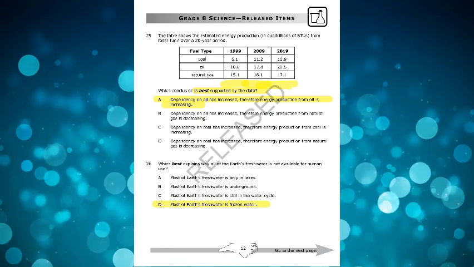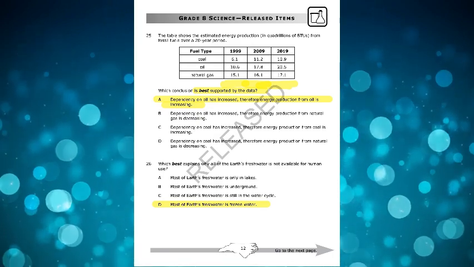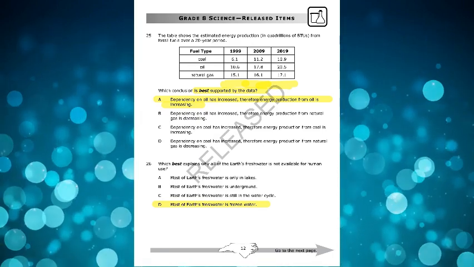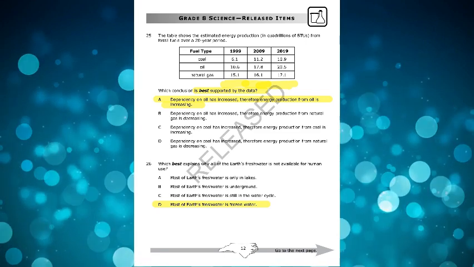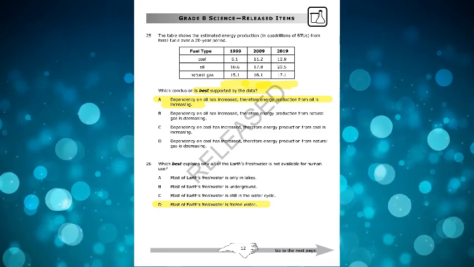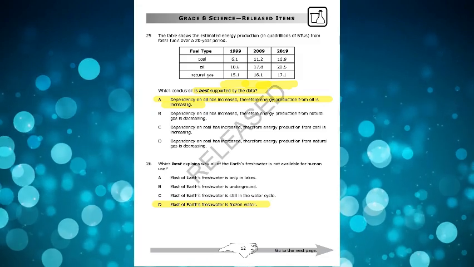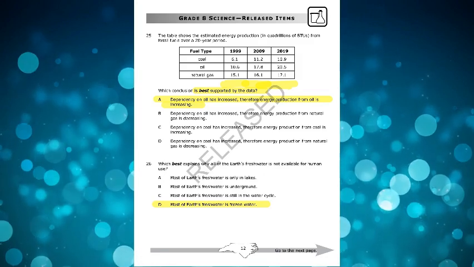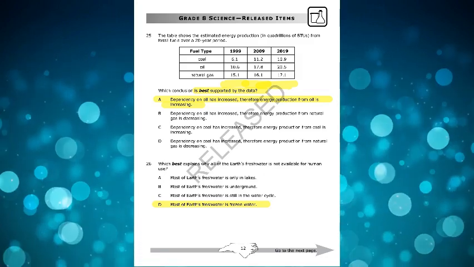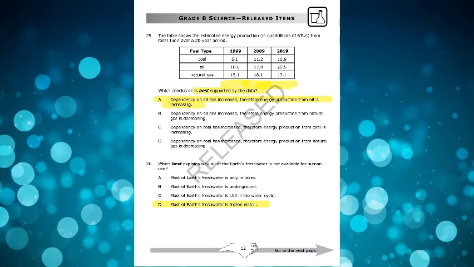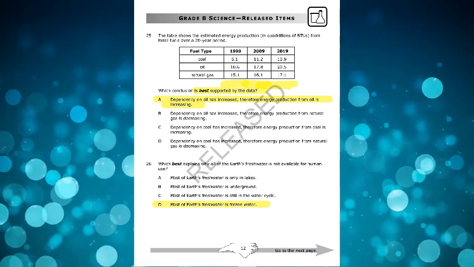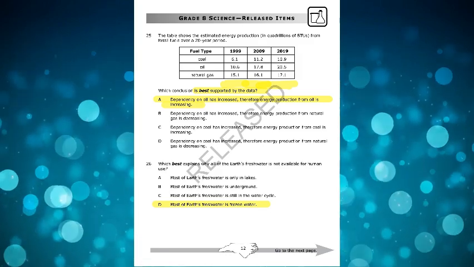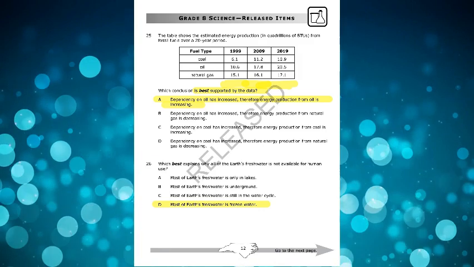So this table shows the estimated energy production from fossil fuels over a 20-year period. What conclusion is best supported by the data? So we look at the table, we've got coal, oil, and natural gas starting at the year 1999 to 2009 to then 2019. And we see here at each one of those, coal, oil, and natural gas, it continues to increase in every decade, right? So that's telling us that we're using more and more of those products. So A is our answer there. Dependency on oil has increased. Therefore, energy production from oil is increasing, and that is all true.